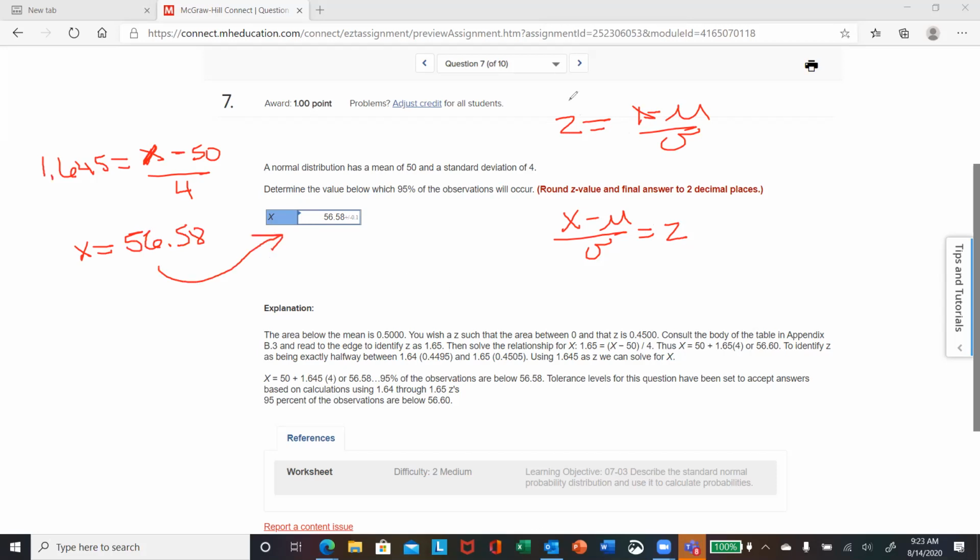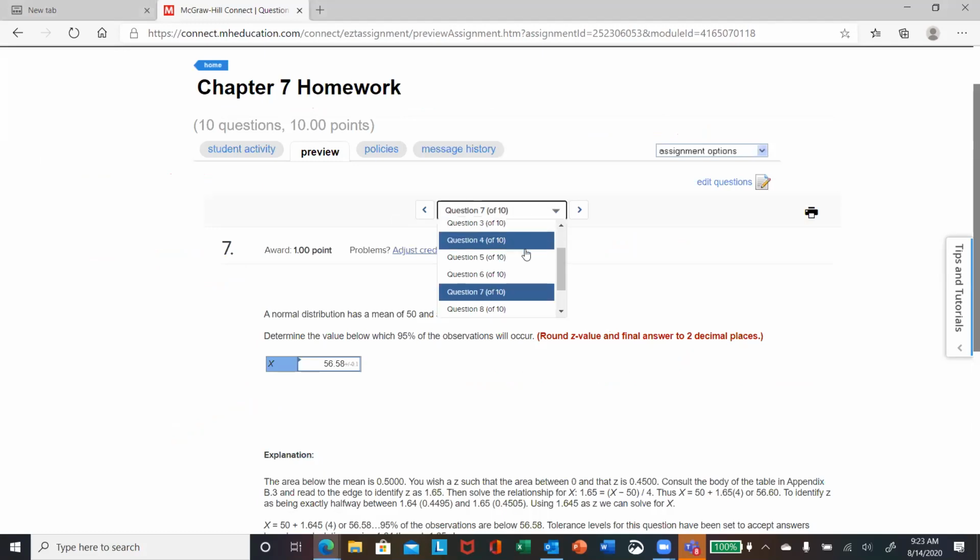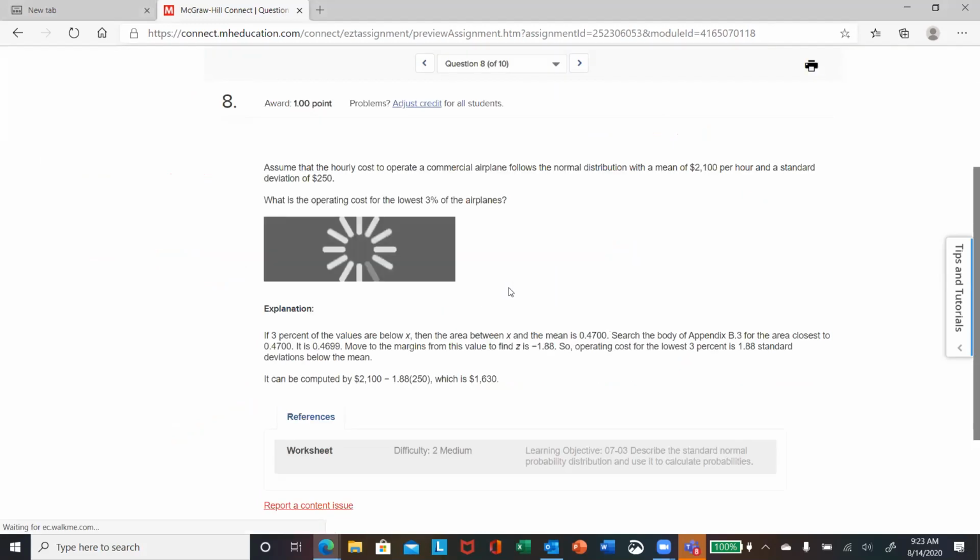And of course, they're showing you this. Let me show you this in the explanation. They're showing that calculation essentially right there. Alrighty, so sometimes you have to approximate the z. You don't always find an exact z value in these tables. All right, that's 7. Let's check out number 8.